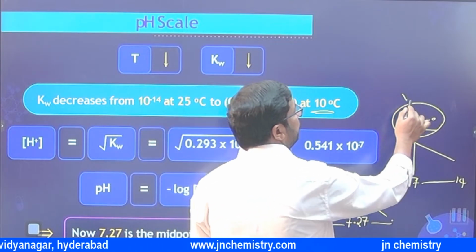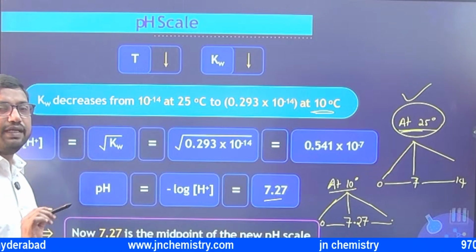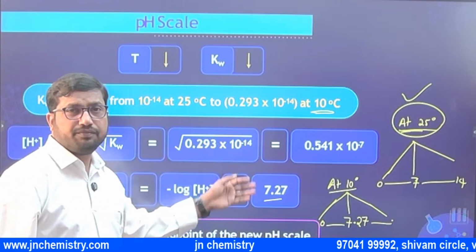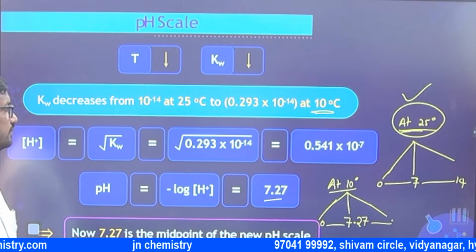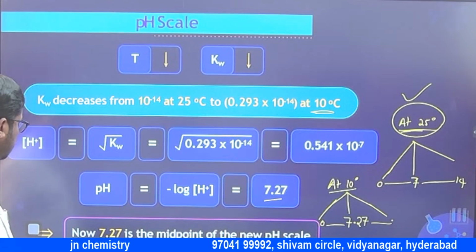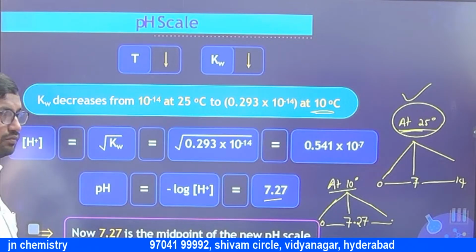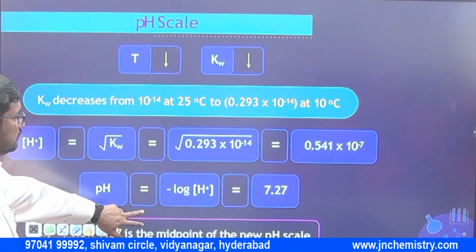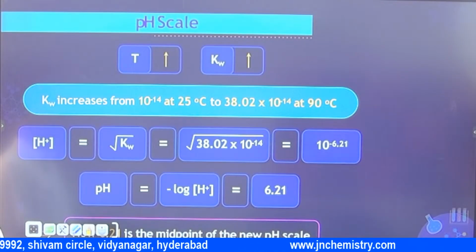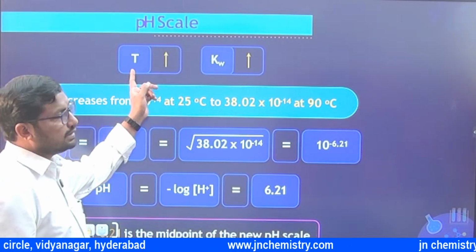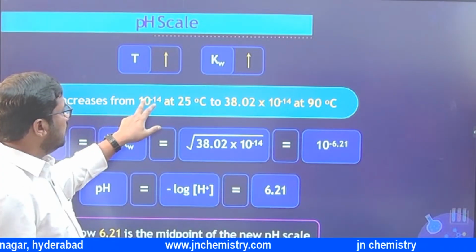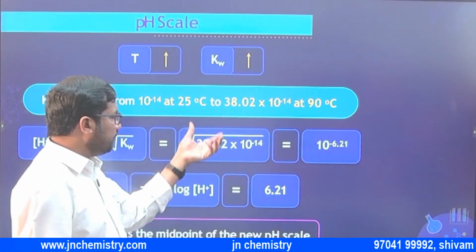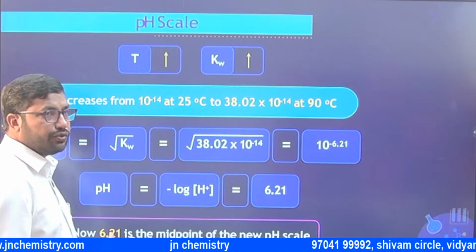So particularly we will take 25 degrees centigrade only. I keep telling you this n number of times. This value you need not remember, of course. As temperature increases, Kw increases. At 90 degrees centigrade, I already gave you 38.02, right? If you calculate, the midpoint would be 6.21.